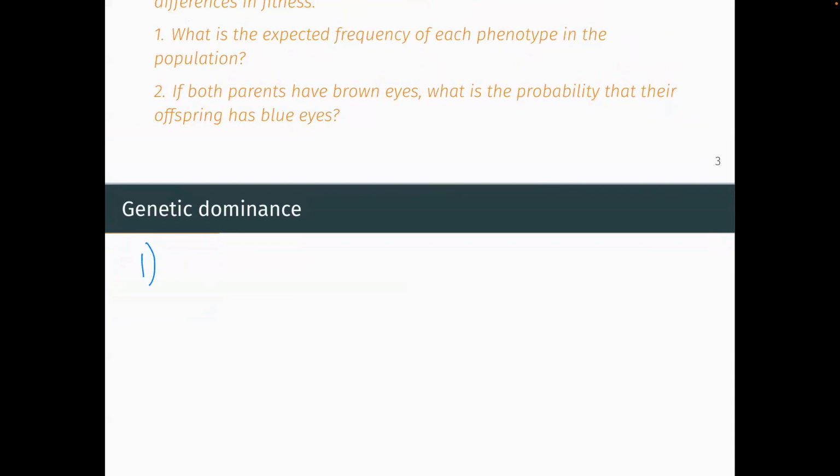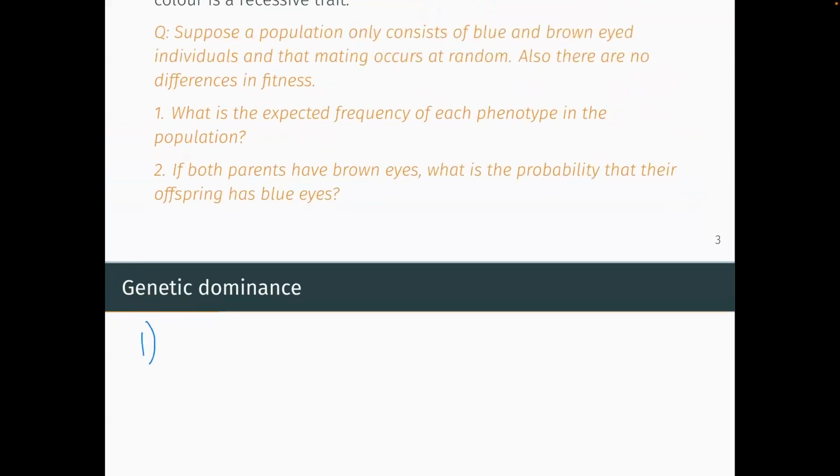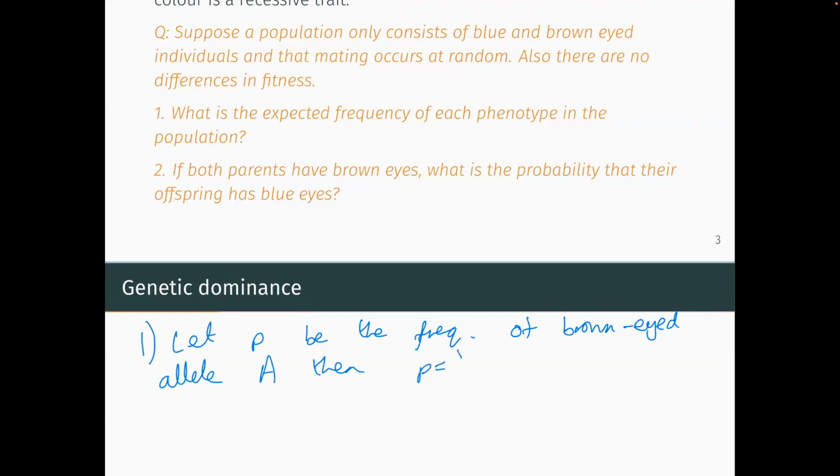Just starting off to discuss one of the key assumptions here that isn't written down but I said out loud: we're assuming these alleles have been in the population for a really long time. And because there's no fitness difference between them, you've essentially just got a random walk. So over a long period of time, they should settle down to roughly equal frequency. Essentially, if we let P be the frequency of, say, the brown-eyed allele, I'll call this capital A, then P is equal to a half.